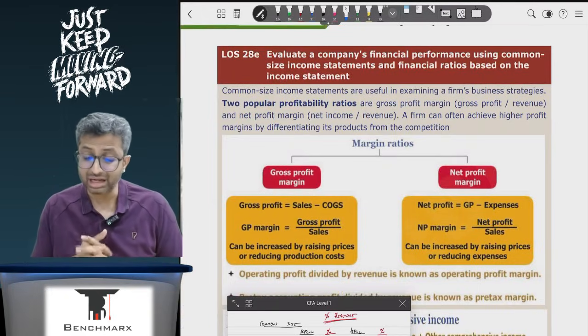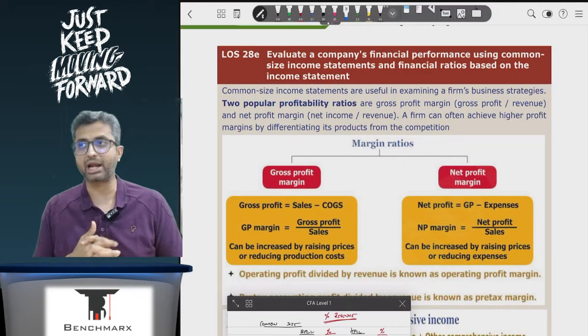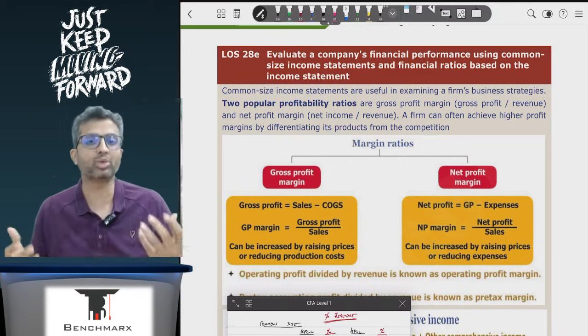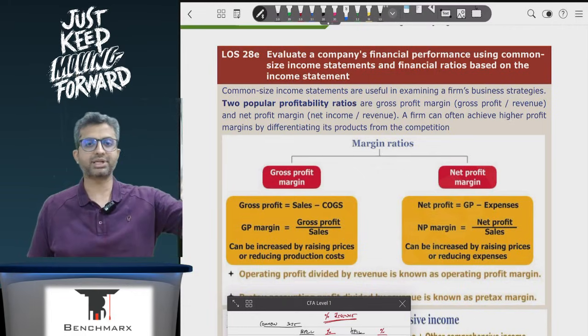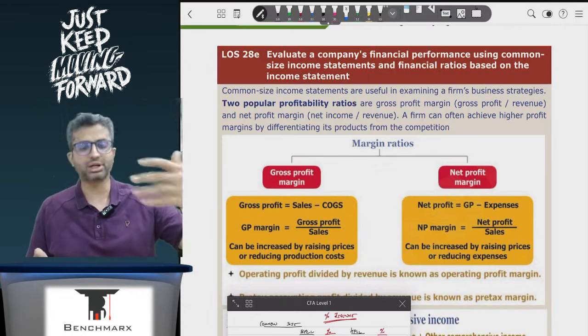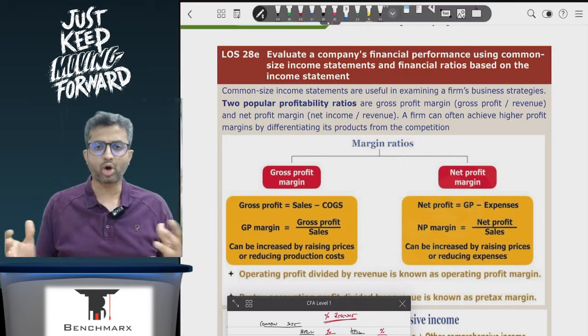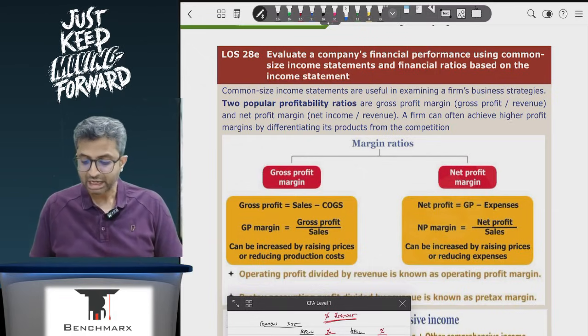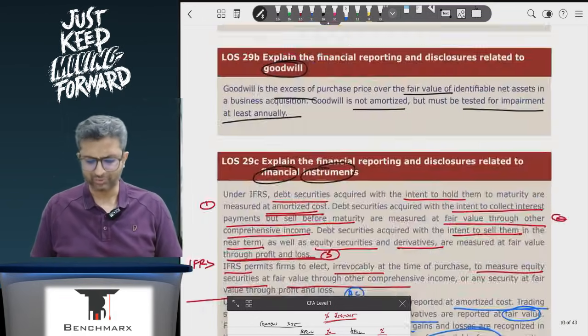A lot of ratios which will be helpful, and common size statements automatically calculate a lot of ratios, like the gross profit is there, the GP ratio, net profit is there, net profit ratio, margin ratio, operating profit ratio. So maybe in common size statement, which is a percentage of revenue, this can probably be quite helpful.